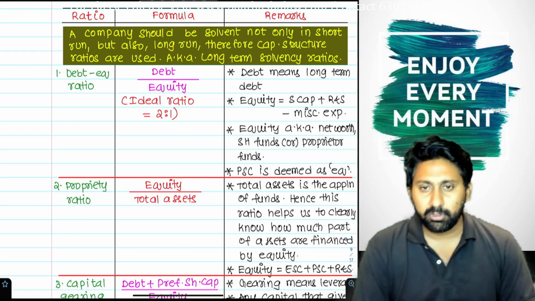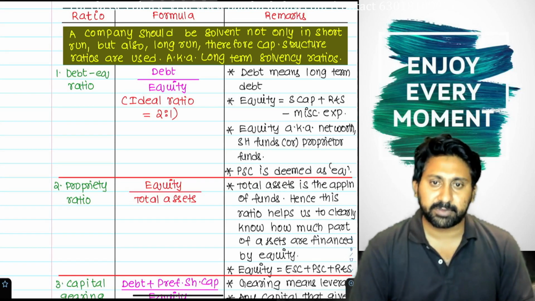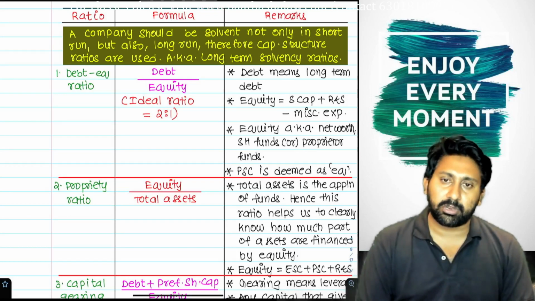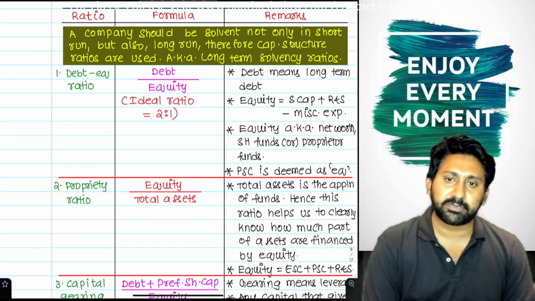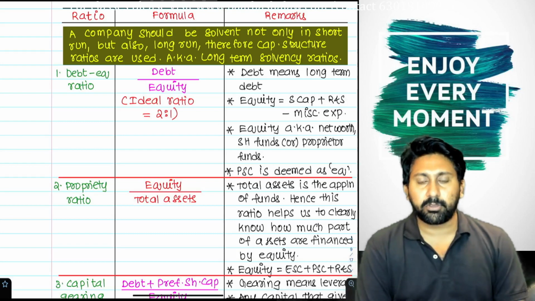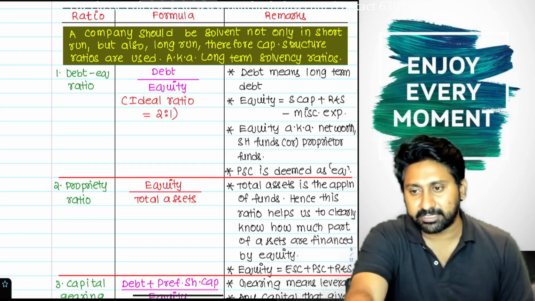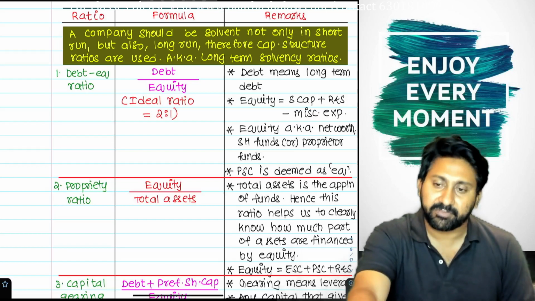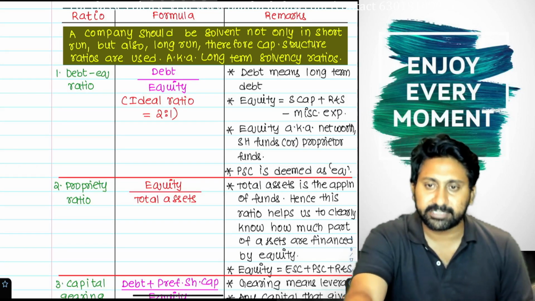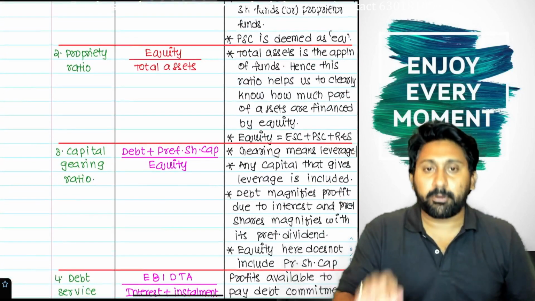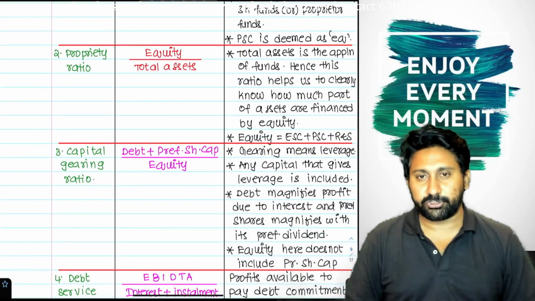Equity we already know, share capital plus reserves and surplus minus miscellaneous expenses. Okay. So equity is also called net worth or shareholders funds or proprietor funds. Okay, PSC is also deemed as equity share capital. In this chapter, preference share capital will not be given separately. If given, you should assume that that is also equity. Completed.